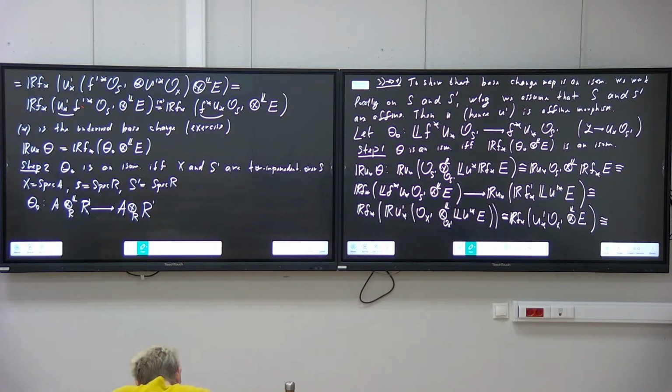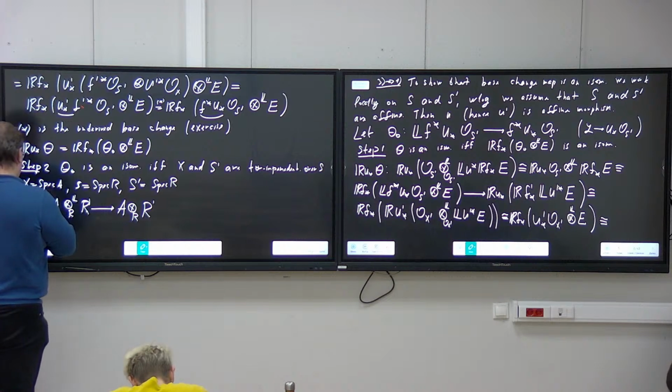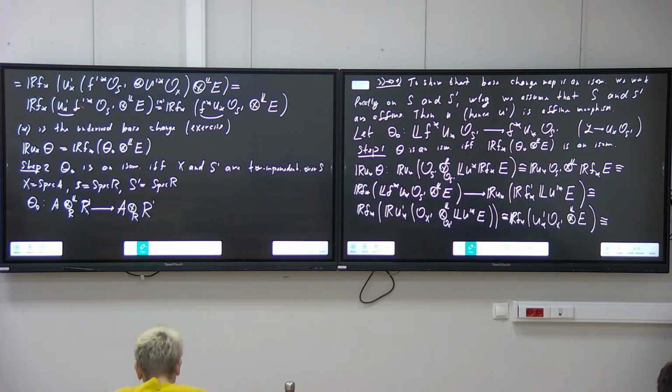What's left is to go from 2 to 3, to finish the proof. That's just another page of computations, but we'll do this next time. Okay, so actually I'm out of time. So that's the end for today.